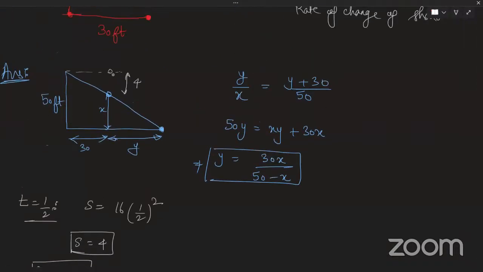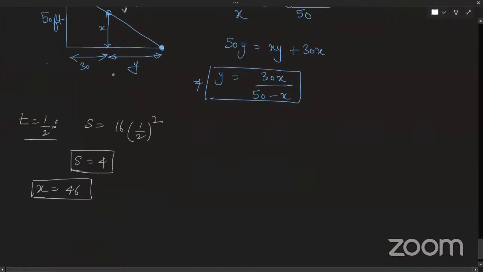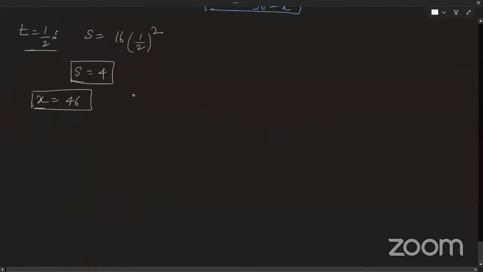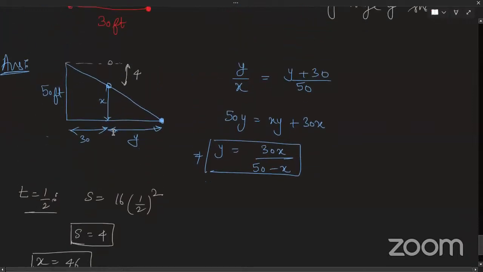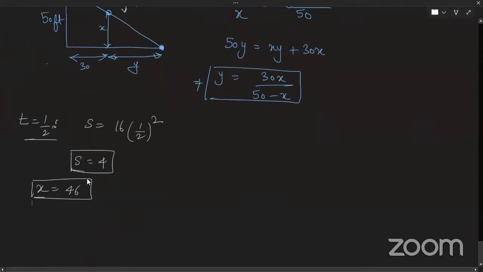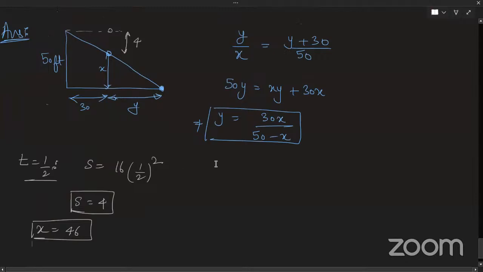So what will be x? 50 is x plus y, right? So x is 50 minus 4. Yeah, correct. If it has dropped 4, it will be 46. Great.